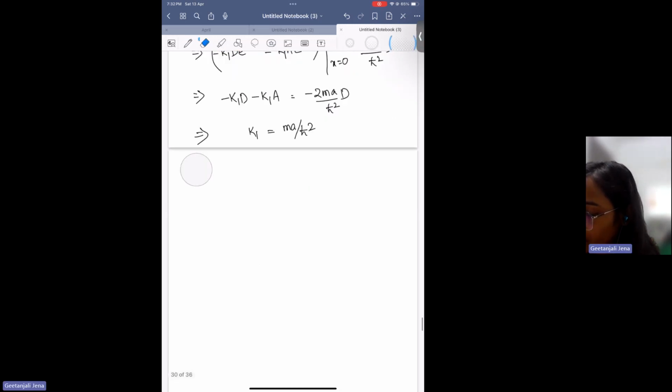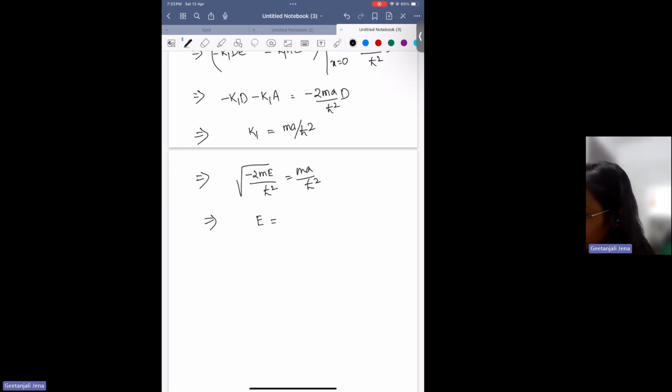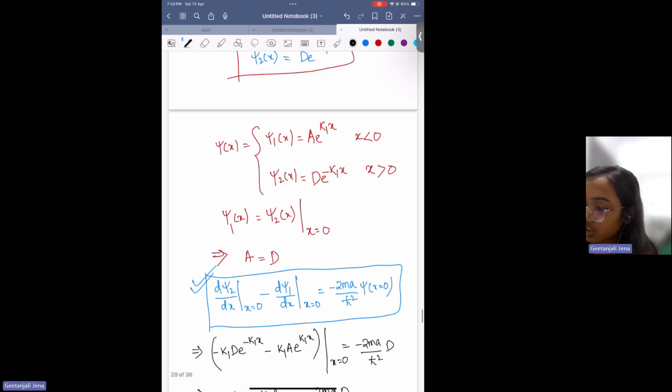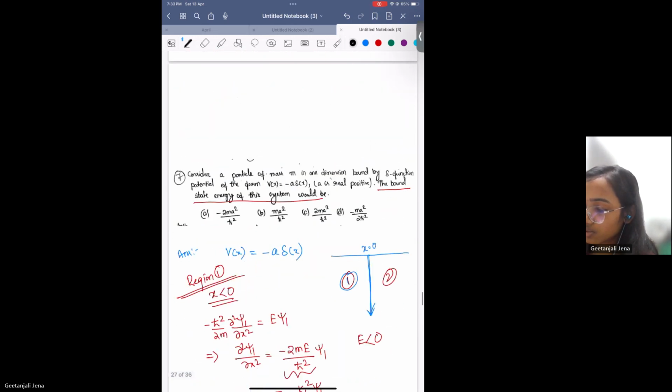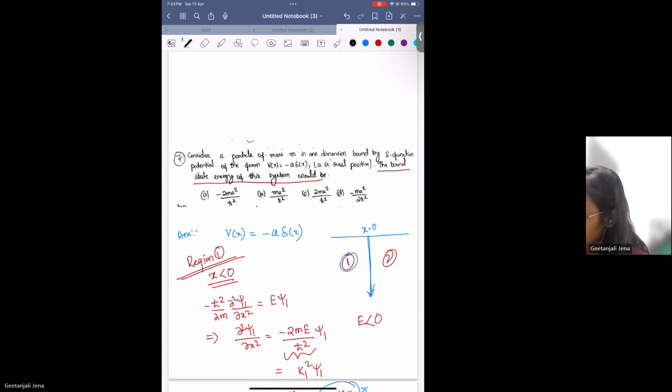So if we solve it, we put the value of k1, which is root over 2mE by h cut squared, minus 2ma by h cut squared equal to ma by h cut squared. So from this, you will get the energy for the bound state, which is nothing but minus ma squared by 2h cut squared. So this is the bound state energy in the presence of a Dirac potential at x equal to 0. So the answer will be D.